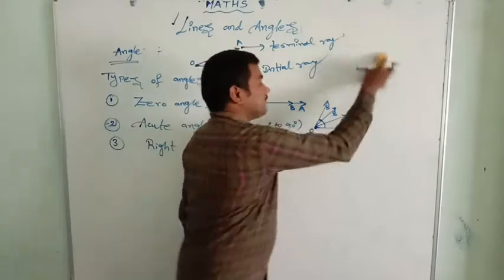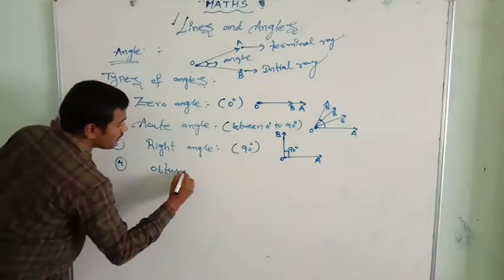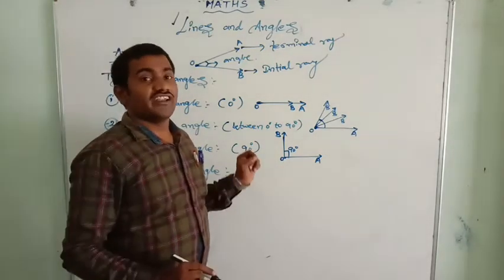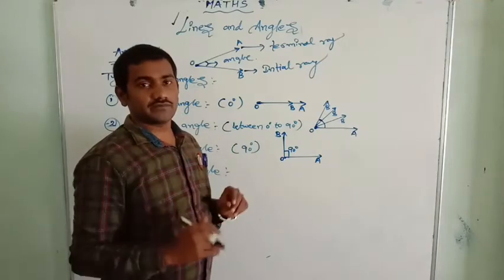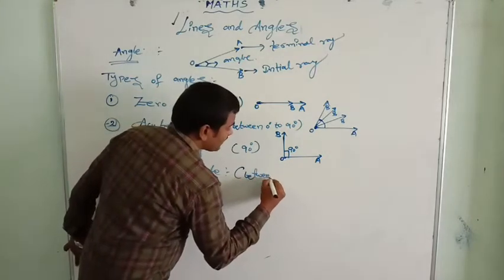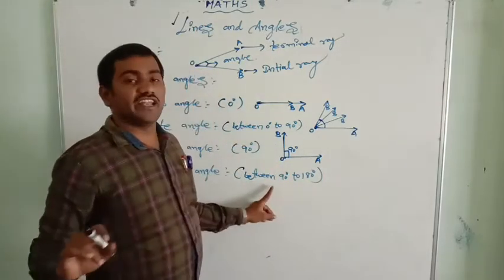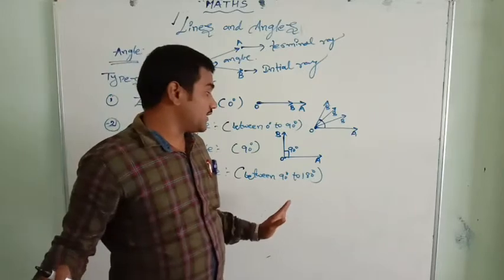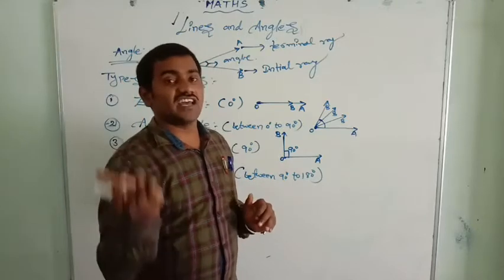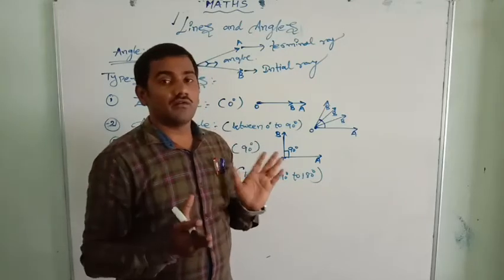So next we must learn about the obtuse angle. Obtuse angle, the angle between 90 degrees and 180 degrees. The angles between 90 degrees and 180 degrees, all the angles are known as obtuse angles. So more than 90 degrees and less than 180 degrees angles are known as obtuse angles.